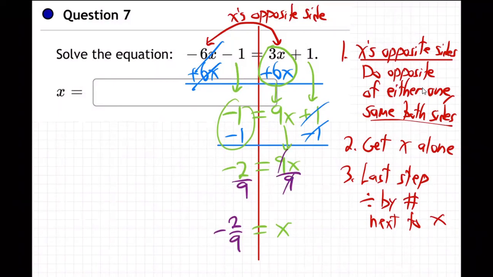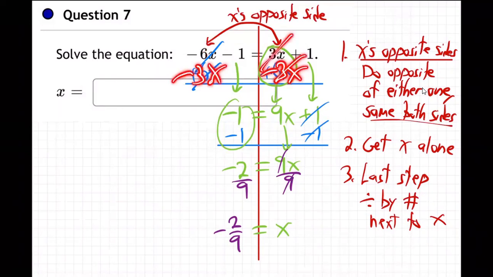So recapping, what do we do? X's on opposite sides. When you have x's on opposite sides, you've got to do the opposite of one of them. It doesn't matter. You could have done either one. So I could have done -3x on both sides. That would be fine because that would have canceled this one out. You just got to get rid of one of them. It doesn't matter which one, by doing the opposite.